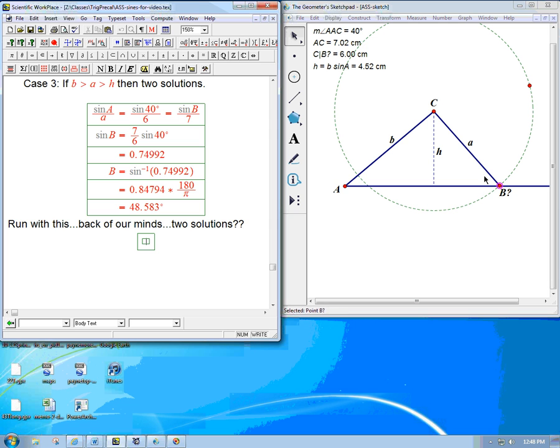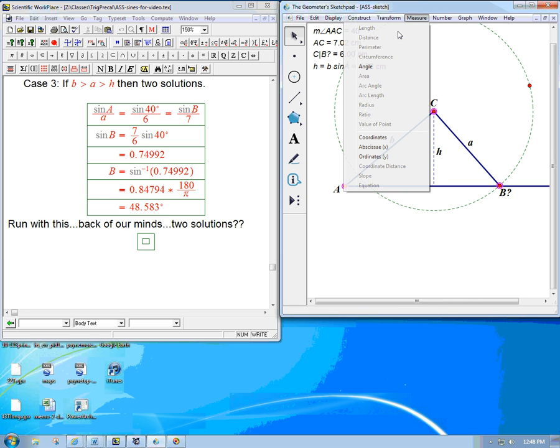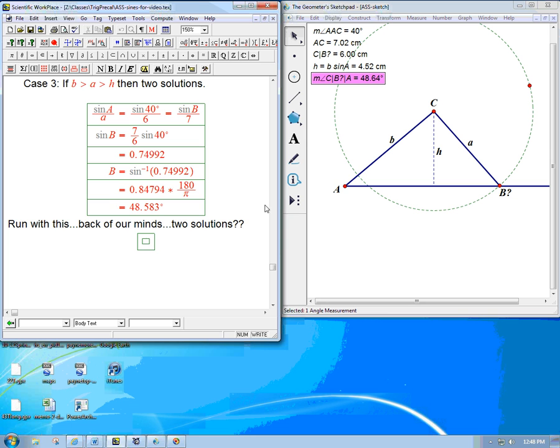So once we have B, it's 48.583. Let's check that actually. Let's use Sketchpad. It's not going to be exact because none of these are exact, but let's measure the angle. Okay, 48.64. It's pretty close. So let's keep going.